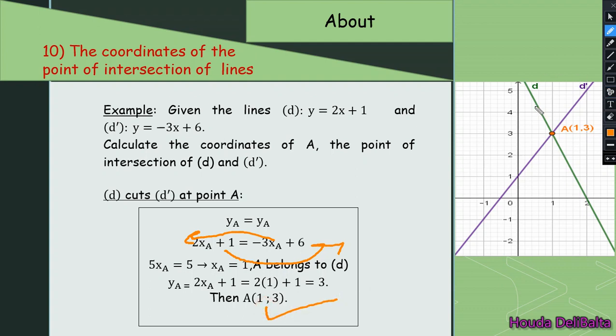Here is the figure to make sure that A(1, 3) is the point of intersection. Look, the green one is D, the violet or the purple, whatever, one is D prime, and their point of intersection is clearly A of coordinates 1 and 3.